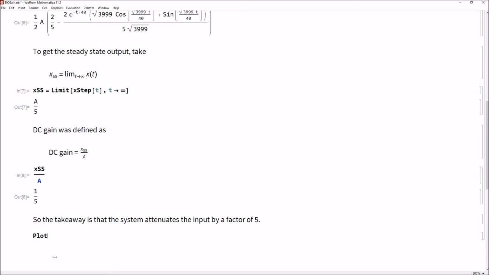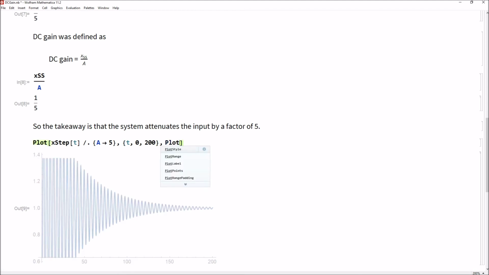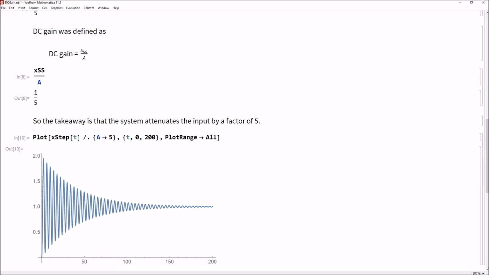So let's plot this. Let's plot x step of t, and let's put in an input of 5 here, so now a is a magnitude of 5. Let's plot this from t equals 0 to 200 and shift enter. And there you go. Oh, sorry, it looks like it's cutting things off. Let me change the plot range so it doesn't cut anything off. There we go. So you input a step input of, in this case, 5 newtons, or 5 force units, and the output is the block goes to 1 meter. That's what you can see right here. It oscillates a whole lot, but at the end of the day, it comes down to 1, right? So it does attenuate this by a factor of 5.